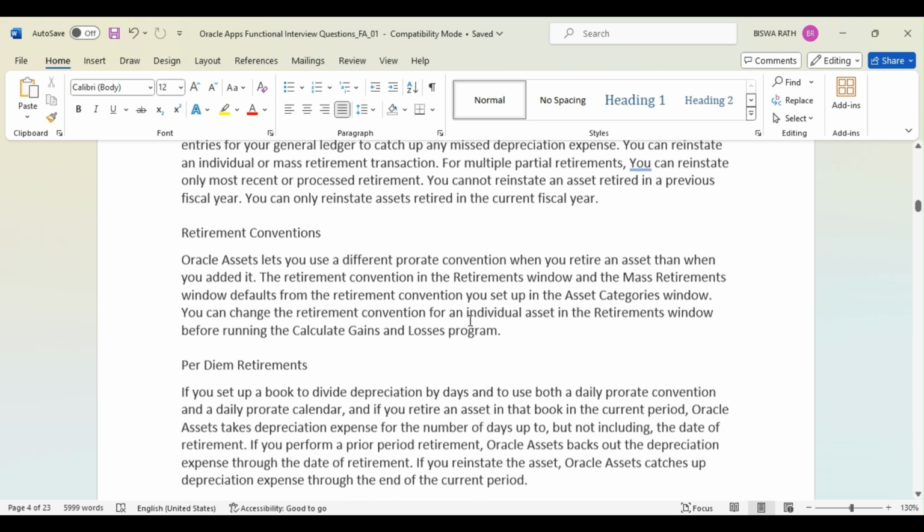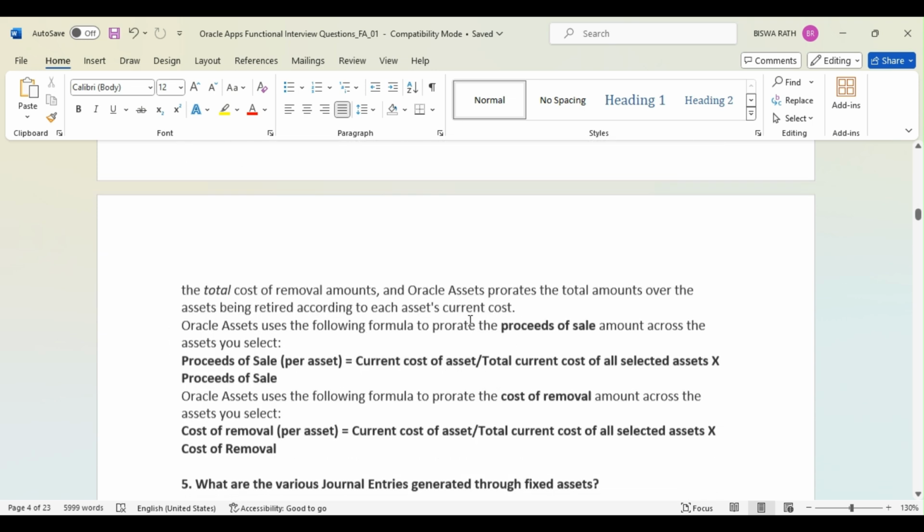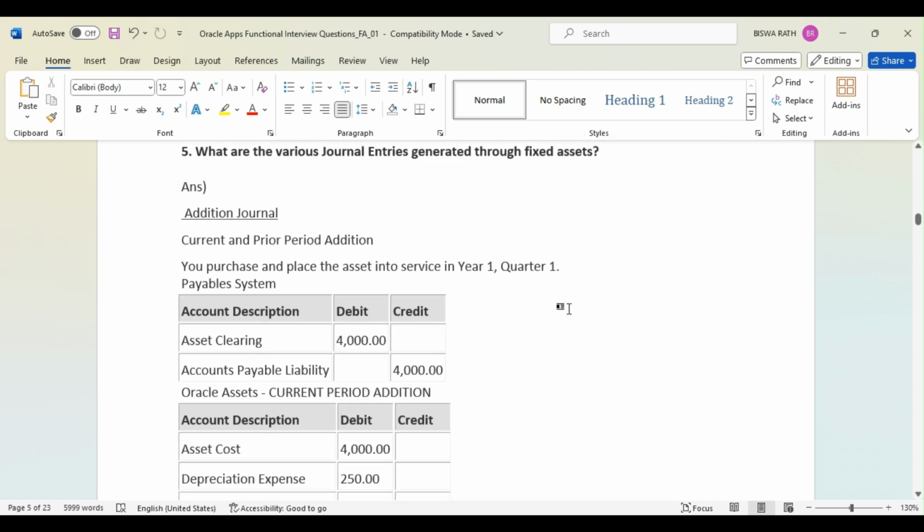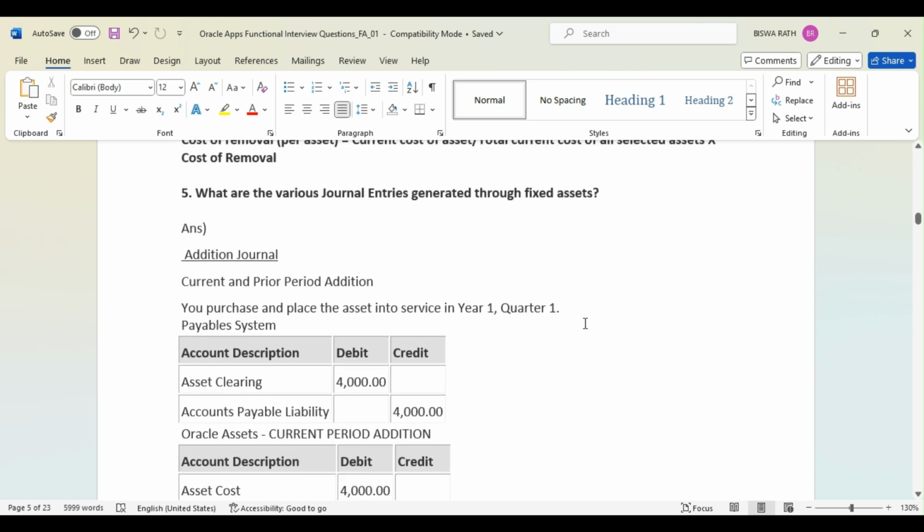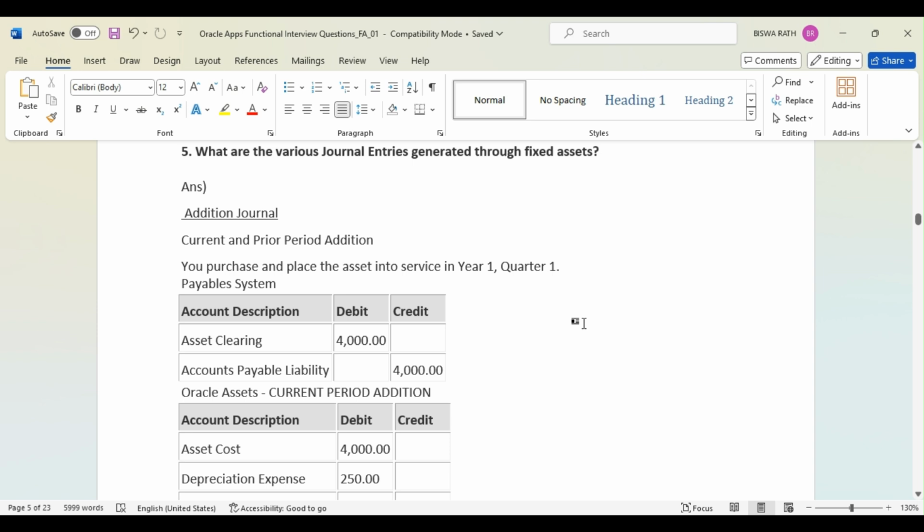So these are basically various conventions we will discuss later on. We are going to see the accounting entries today particularly. So what are the various journal entries you can normally answer within the fixed assets module in terms of your interview-related questions, right?